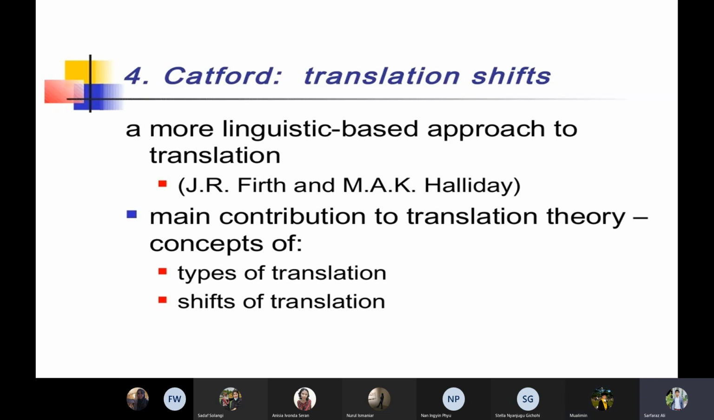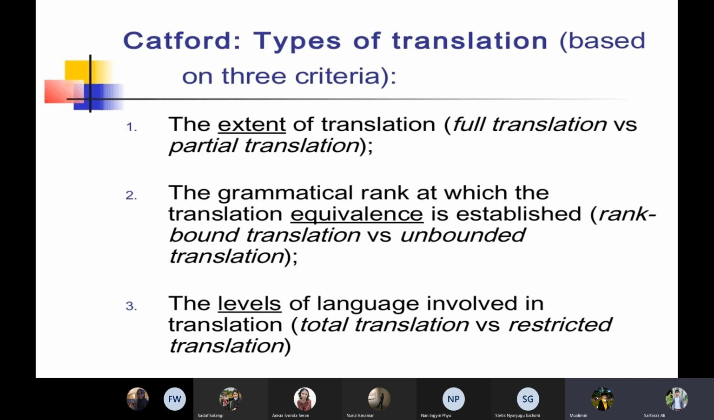His contribution was to present both, and the types of translation, which are based on the criteria he presented, were: number one was the extent of translation, full translation and partial translation. Number two was the grammatical range at which the translation equivalence is established, rank-bound translation and unbounded translation. And number three was the levels of translation involved in translation. It was the total translation or the restricted translation. So these are the three types presented by Catford.